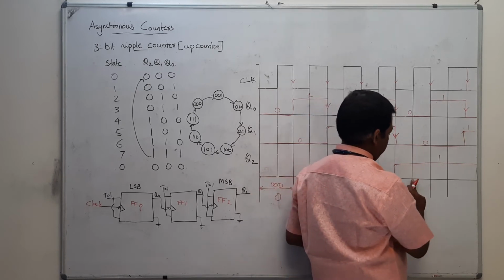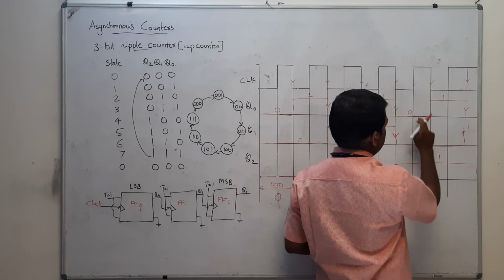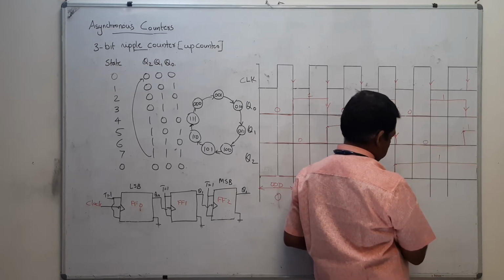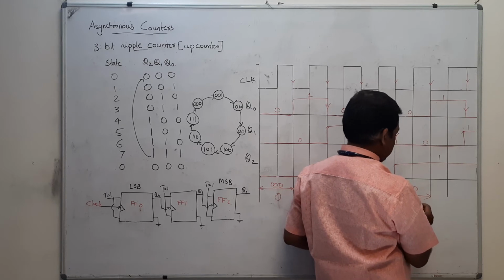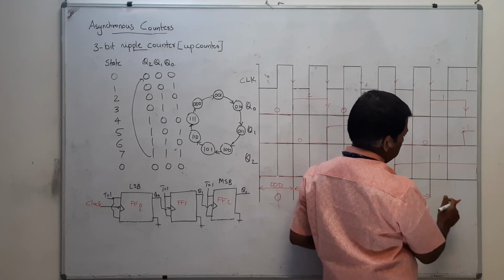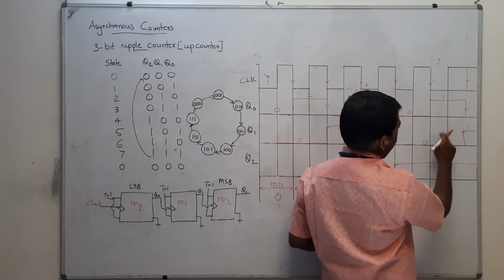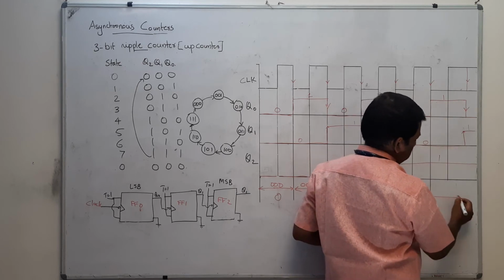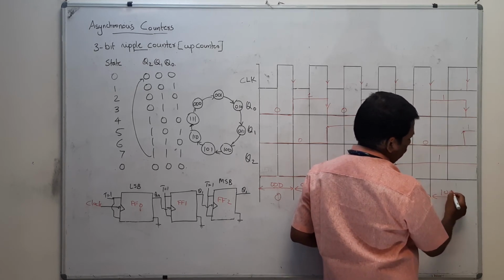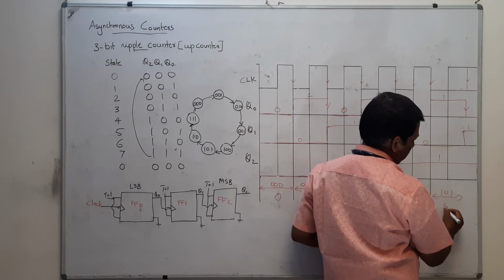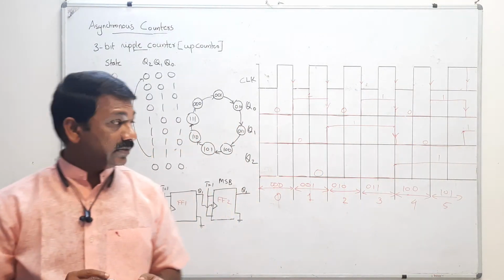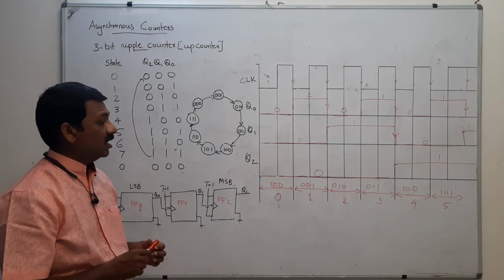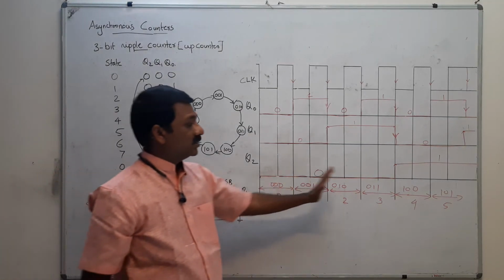What about here? It is 1, 0, 0, which is 4. And here it is 1, 0, 1, that is 5. And you can continue like this. And this is the table. You can complete this timing diagram.